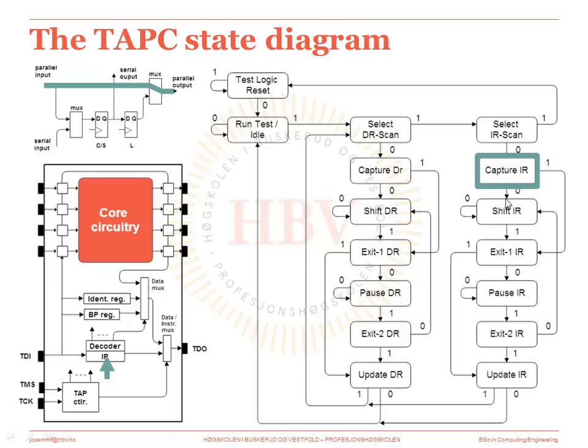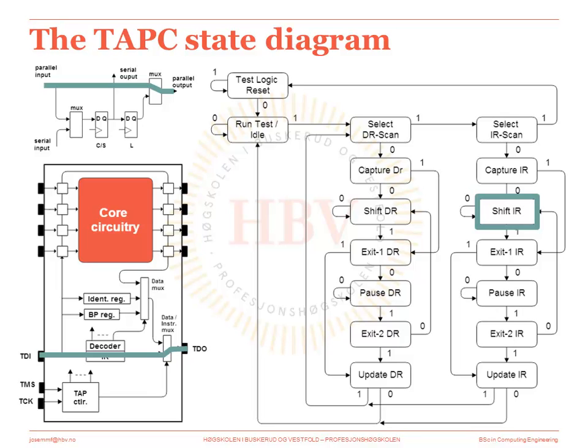Then by driving a 0 to TMS, we go from capture instruction register into shift instruction register. And this is the moment when the multiplexer is set to our required operating mode. While we remain in shift instruction register, that is to say, while we keep TMS at 0, we will be shifting in bits, zeros and ones, into the instruction register. We will have to stay in this state for as many clock cycles as needed to shift in all the bits to the instruction register.